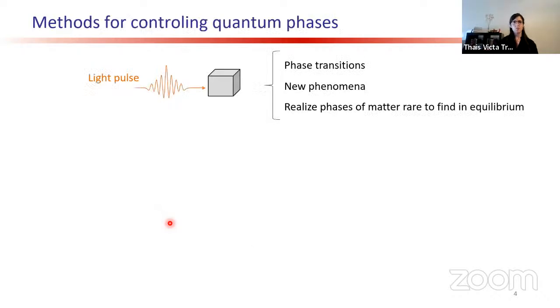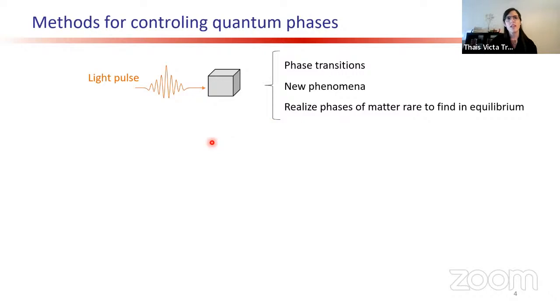Okay, so let's start with a brief introduction. The basic concept involved in this talk is the use of a strong coherent light pulse to tune properties of materials. The basic idea is that we have a material in equilibrium, illustrated by this gray box, and we shine a light pulse into this material. This light pulse will drive the system out of equilibrium, and several things can happen. The light can dress the electronic bands, and this can drive the system through several phase transitions. We can also have the emergence of new phenomena that have no counterpart in equilibrium. And as we're going to see in more detail in this talk, we can even use this light pulse to realize phases of matter that are really rare to find in equilibrium.